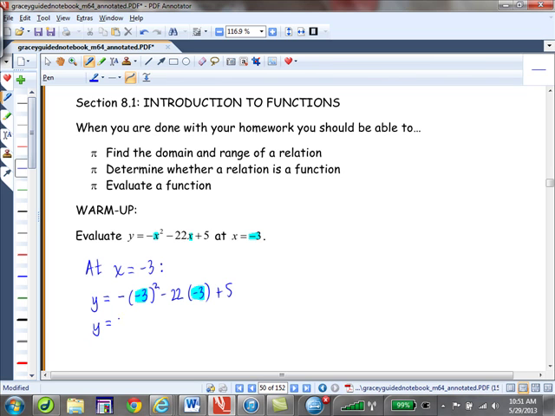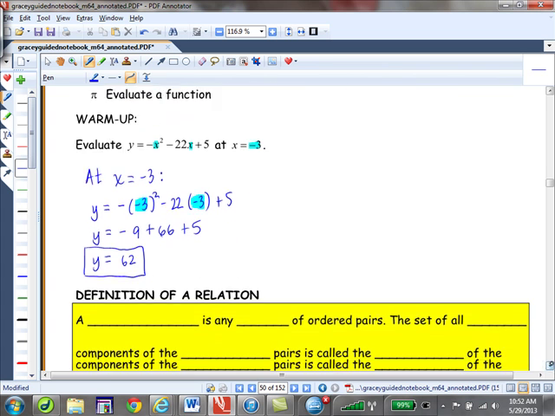This will yield a result of y equals the opposite of 9, because when you square that negative 3, that negative goes away, but the negative on the outside does not. Minus a minus is plus, so we get plus 66 plus 5. So at the end of the day, we get an end result of 62. How do we do on that guy? Awesome.